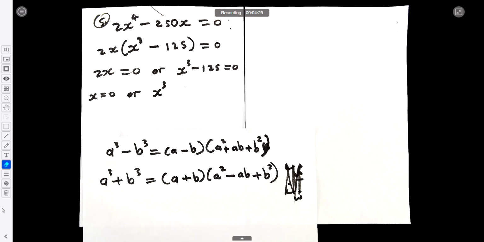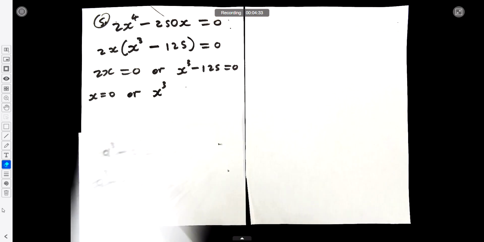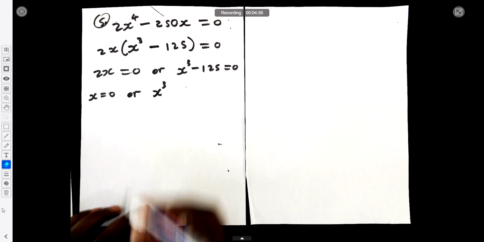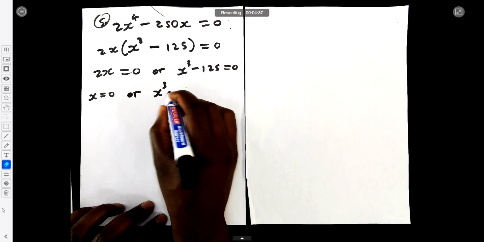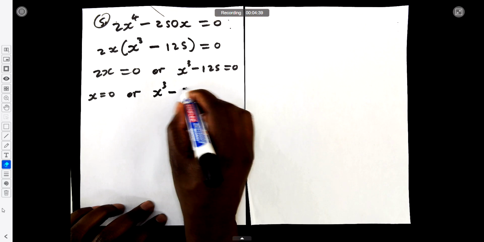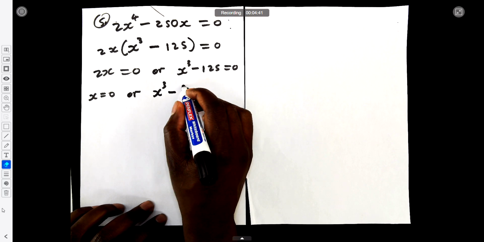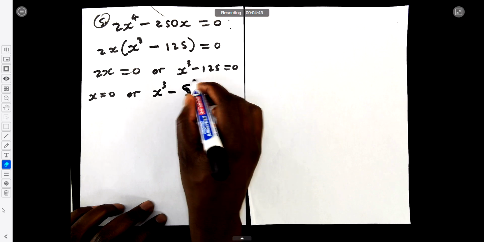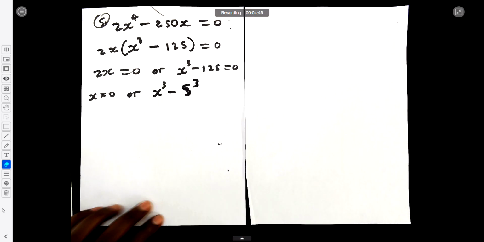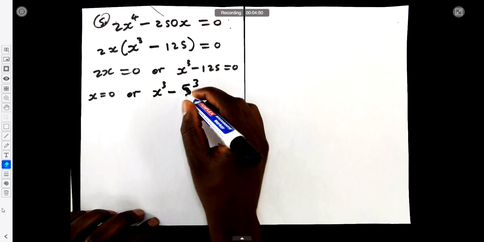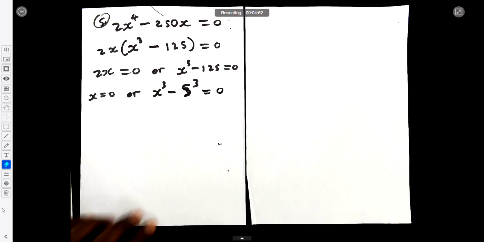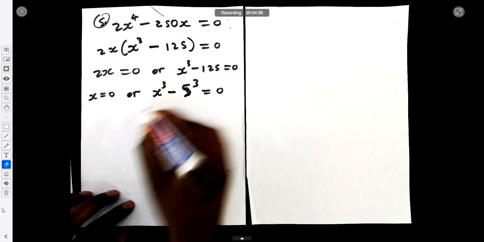But even if you want to get the non-real solution, if it's specified, this is how you'll do it. We need to factorize the difference between two cubes. But let me factorize it here. So it's 5 to the power of 3, isn't it? 5 to the power of 3 is 125. So I have x to the power of 3 and 5 to the power of 3, then it is equal to 0. So let us continue further with this solution.